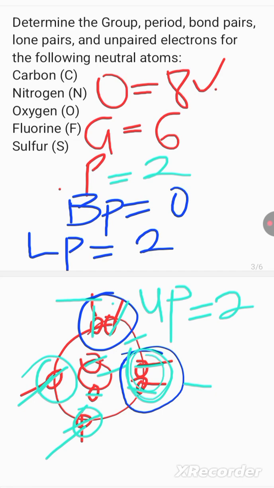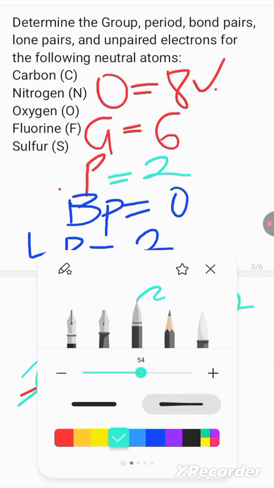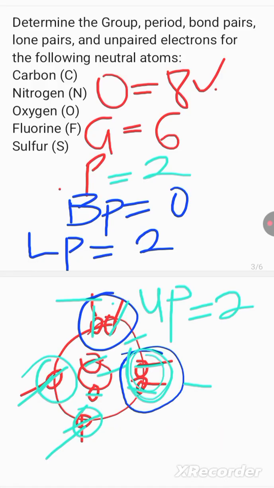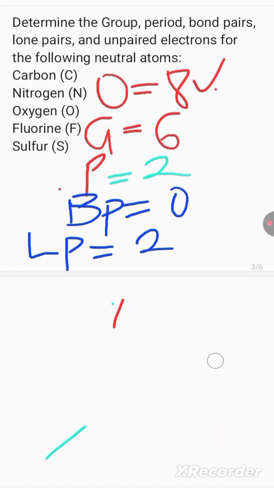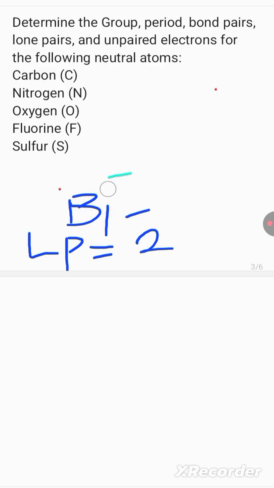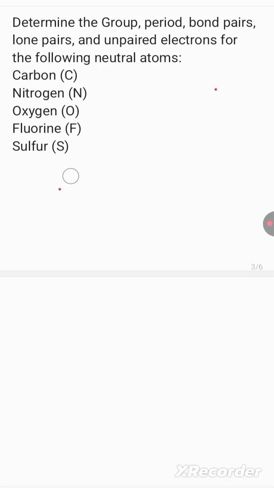So for the period, we use the shell; for the group, you count the number of electrons present in the outermost shell. So let's go to the next one. The next one is fluorine.